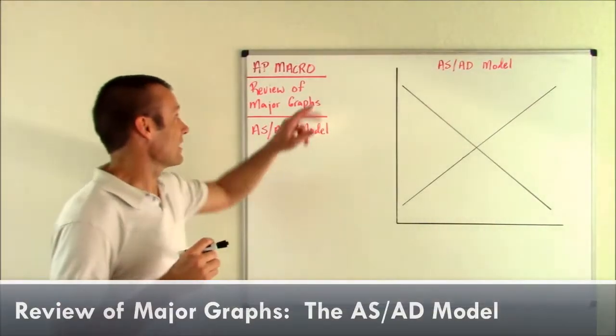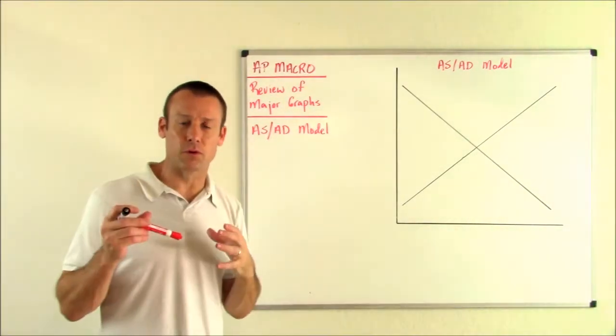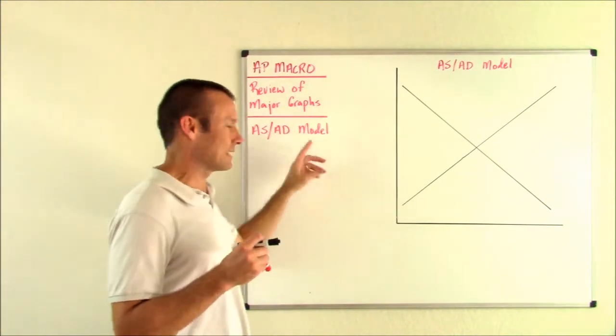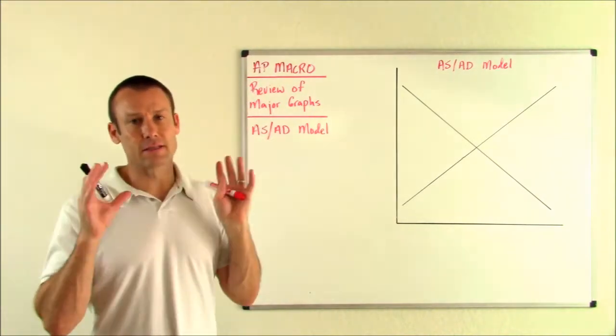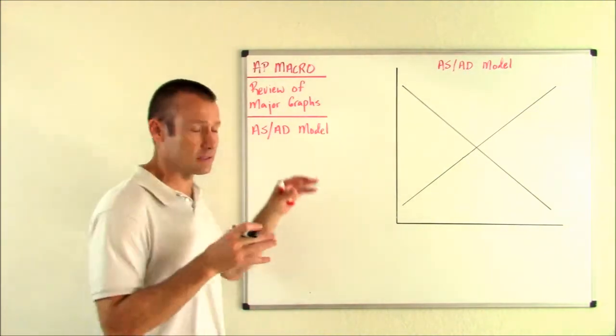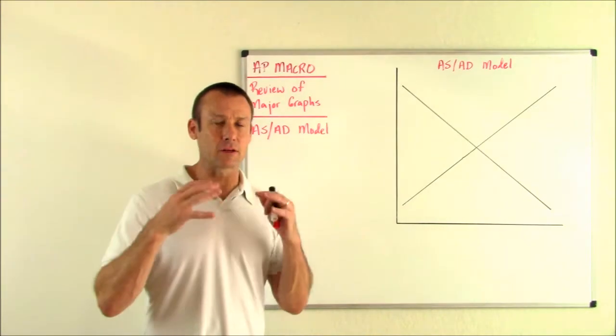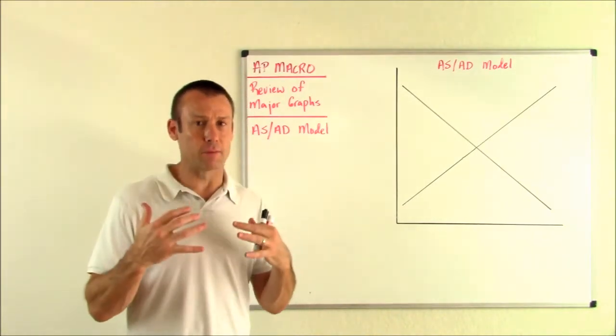Hey everybody, this is AP Macro, and what I'm doing here is a review of major graphs, and what we're doing in this video is the AS-AD model. Guys, this is the most important model in all of macroeconomics. In fact, I like to say that the AS-AD model is a model of the macro economy. We basically can look at everything that we really care about in macroeconomics.